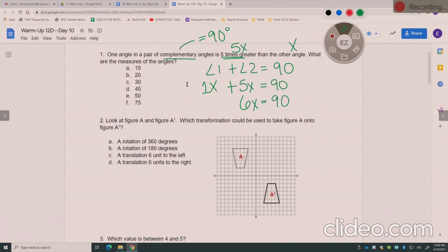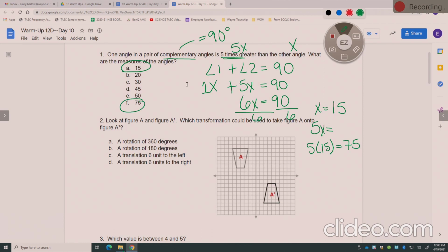And then if I want to get the x by itself, I need to divide by 6 on both sides. So x equals 15. So that's one of my angles. Now there's two ways that I can go about finding the second one. I know one angle is x and one angle is 5x. So 5x would be 5 times 15, which is 75. So that's one way to find my second angle.